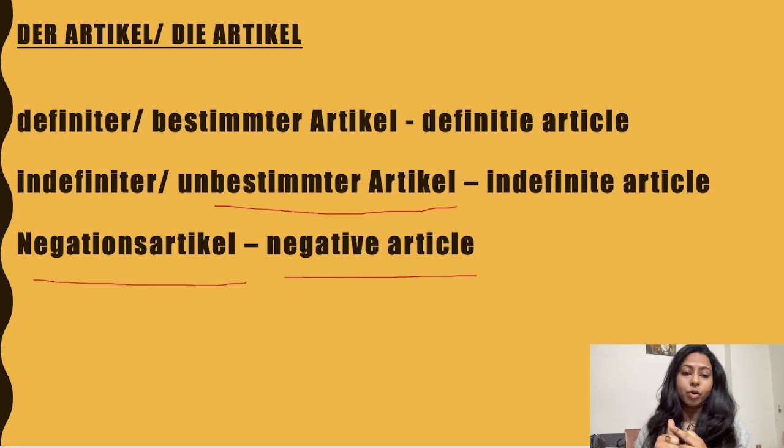First, in German all nouns have articles. Second, all articles are placed before nouns. Third, all nouns are in capital letters, irrespective of whether it's a common noun or proper noun.